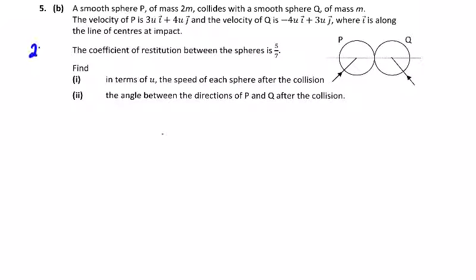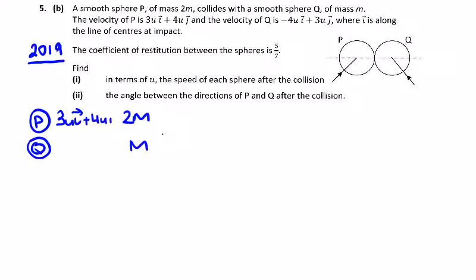This is the 2019 question 5b. A smooth sphere P of mass 2m collides with a smooth sphere Q of mass m. The velocity of P is 3u in the i direction plus 4u in the j.